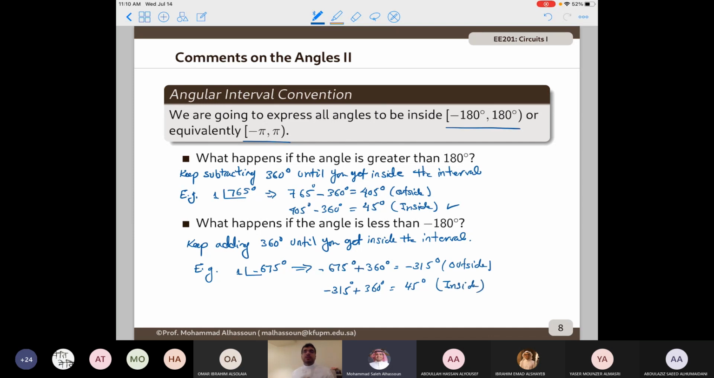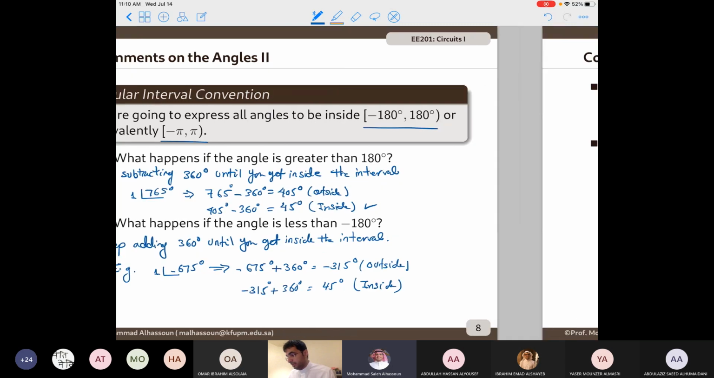So the moral of this story is the following. The angle, we need to restrict it to the interval minus 180 to 180. If we have a value that's greater than 180, then we need to keep subtracting 360 until we get inside the interval. If the value is less than minus 180, we need to keep adding 360 degrees until we get inside the interval.